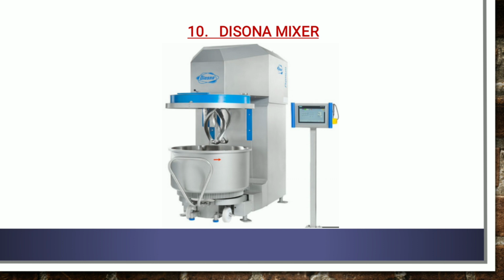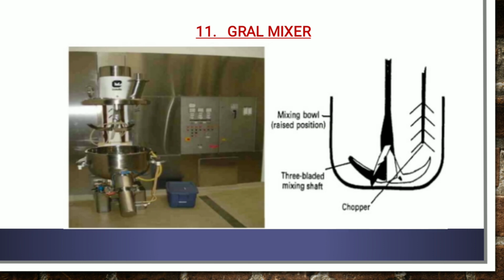Then the next equipment we have is the Gral mixer. It is a modification of the industrial planetary mixer. It consists of a mixing arm, bowl, chopper blade, bowl cover, hydraulic discharge port, mixer control panel, and bowl elevator handle. Its principle and working are much similar to that of the planetary mixer.